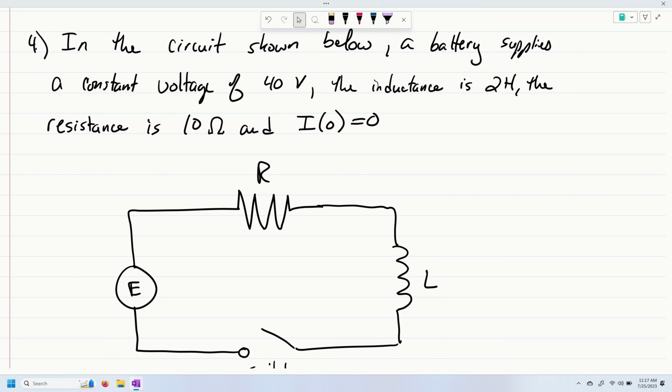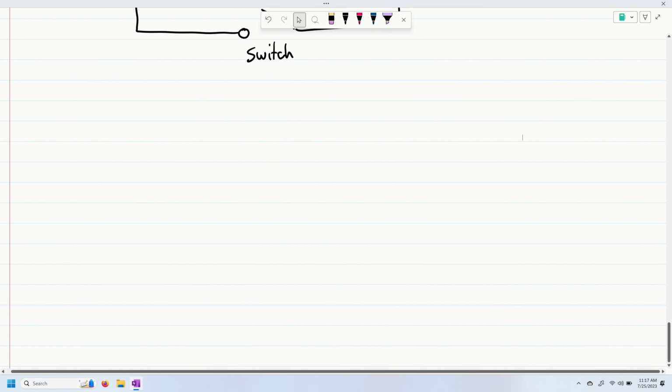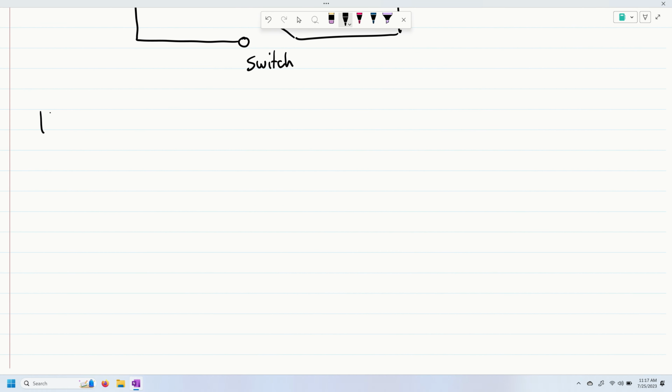And I of t, in this case amperes, at any time t is going to be I of 0 equals 0. So Kirchhoff's law, make sure I spell his name correctly. Basically states this relationship.